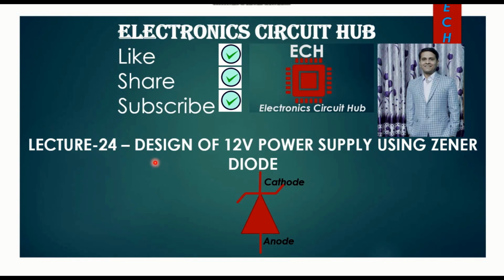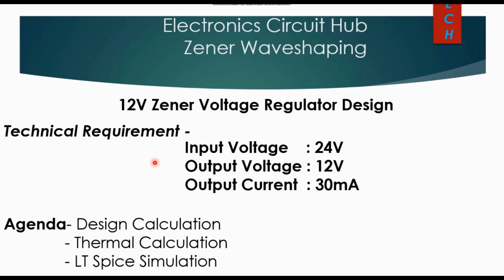So today we are going to learn about the design of a 12 volt power supply by using a Zener diode. If you want to design a 12 volt power supply, you need to have some technical requirements, technical specifications. Okay, so our input voltage is 24 volt, output voltage is 12 volt and output current is 30 milliampere. Suppose you have a requirement of this. Okay. So right now I've chosen a fixed input voltage and fixed load.